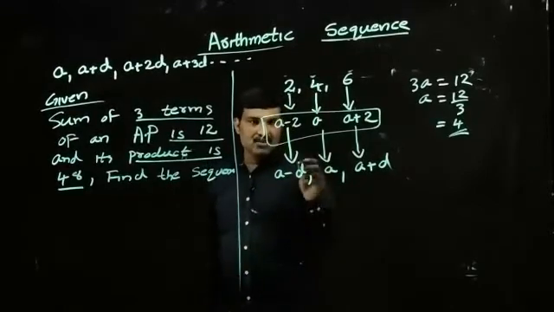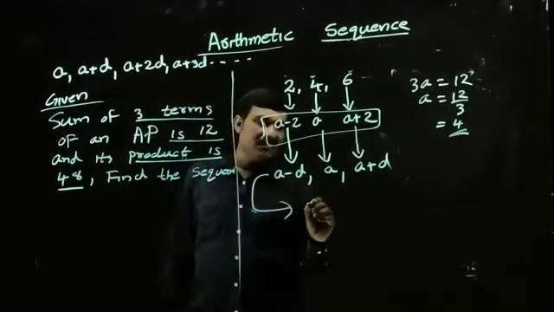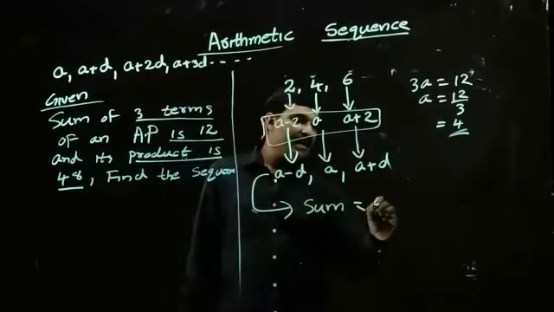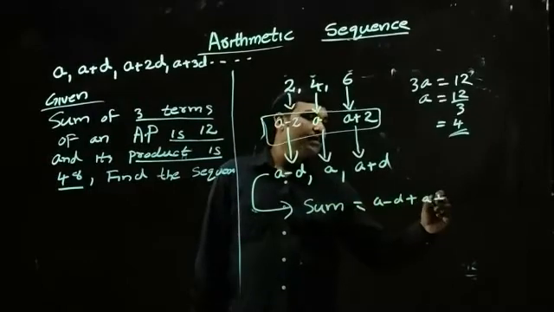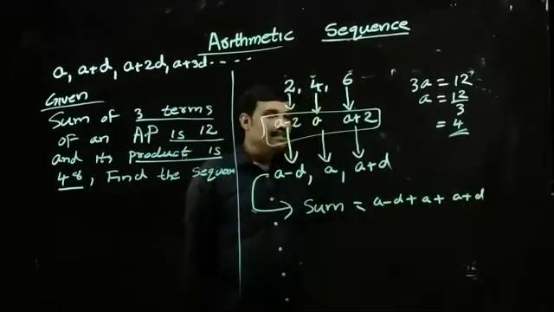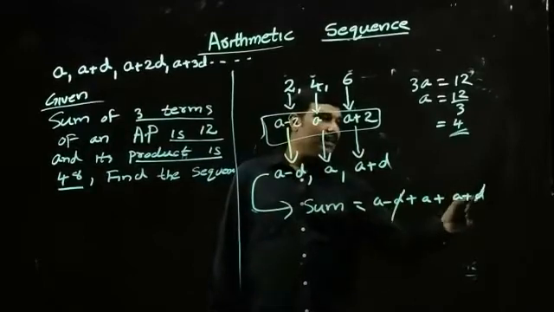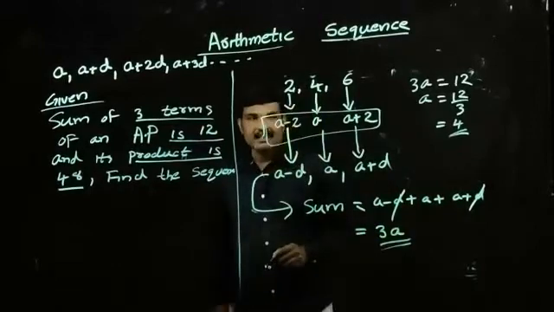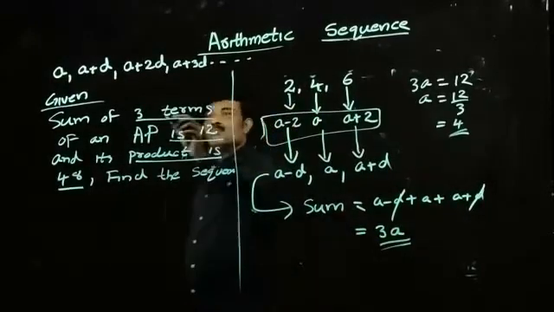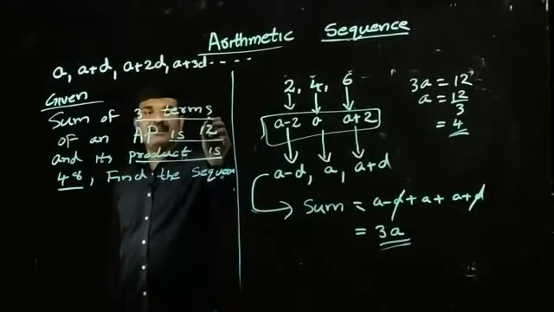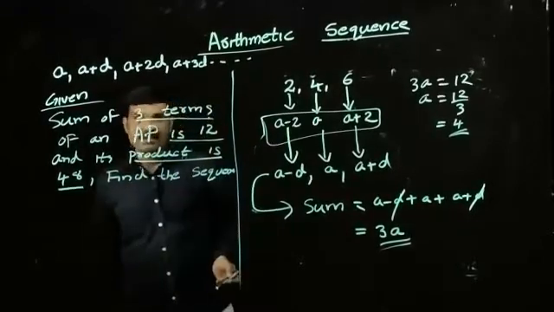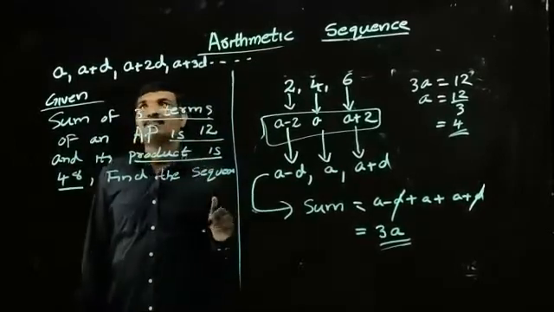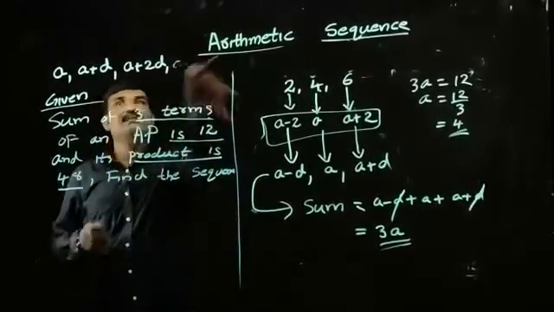Since we are choosing 3 terms like this, the sum of these 3 terms becomes A minus D plus A plus D. Then minus D and plus D will get cancelled. This will equal 3 times A, right? In this problem, the sum of 3 terms is given and the product is also given, right? So we can choose 3 terms of an arithmetic progression, either like this value, right?